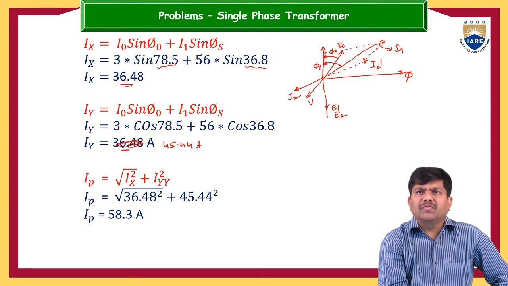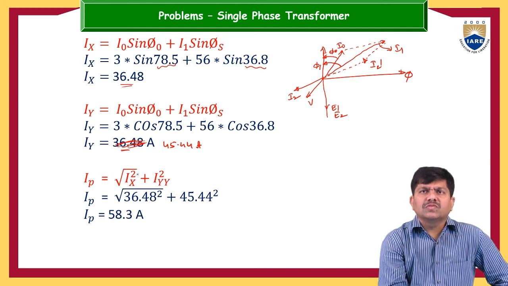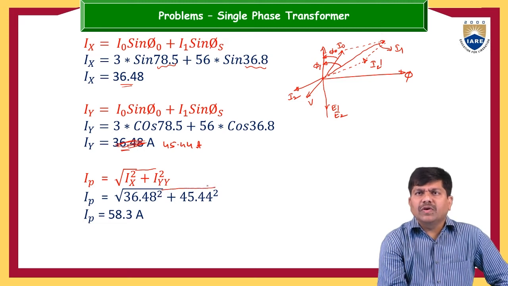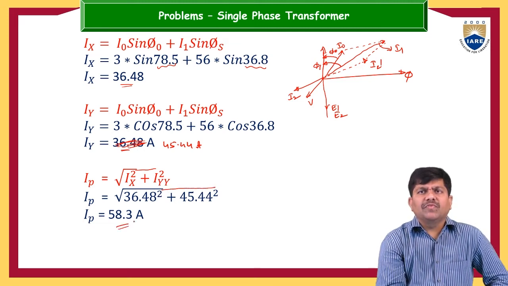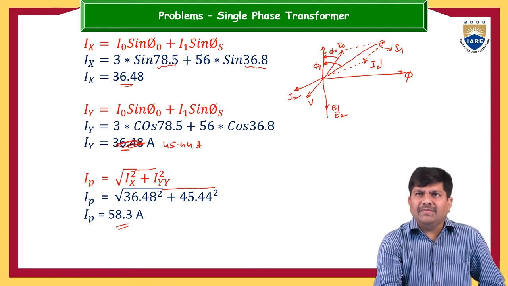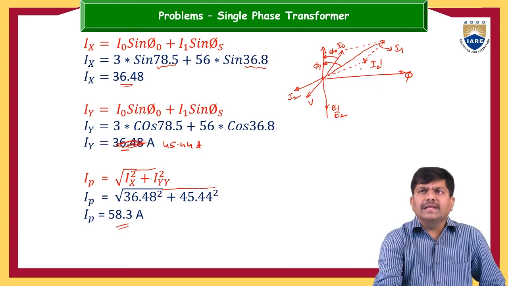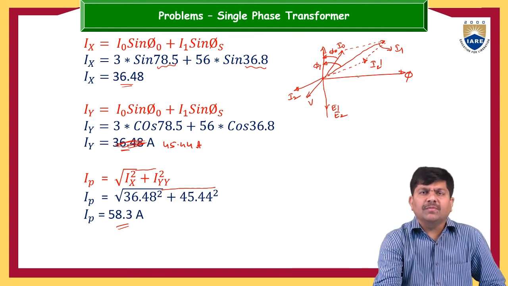So this is 45.44. And finally, the primary current is nothing but the square root of Ix square plus Iy square. So primary is nothing but 58.3 amps. Like this, we can also compute straight away by taking the trapezoidal rule. You can easily compute. Of course, the phasor diagram will also be helpful, and it provides multiple ways to solve the problem.